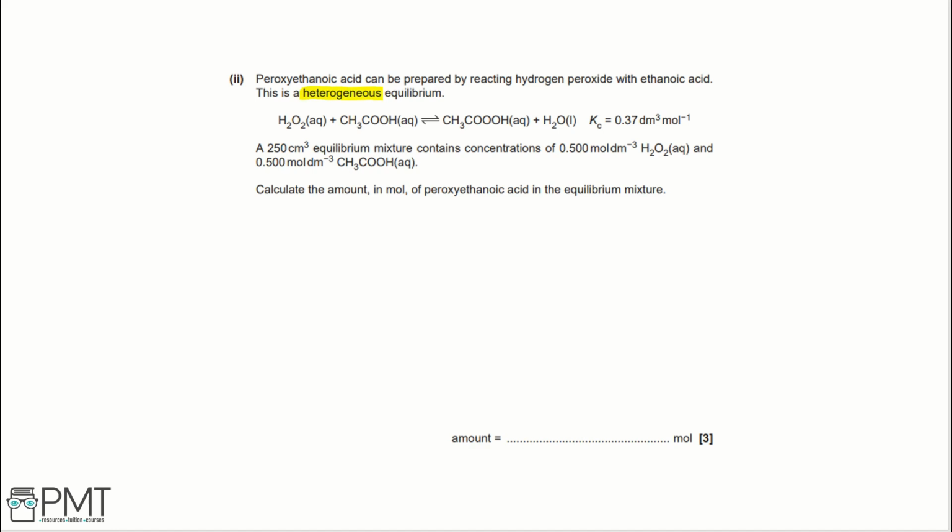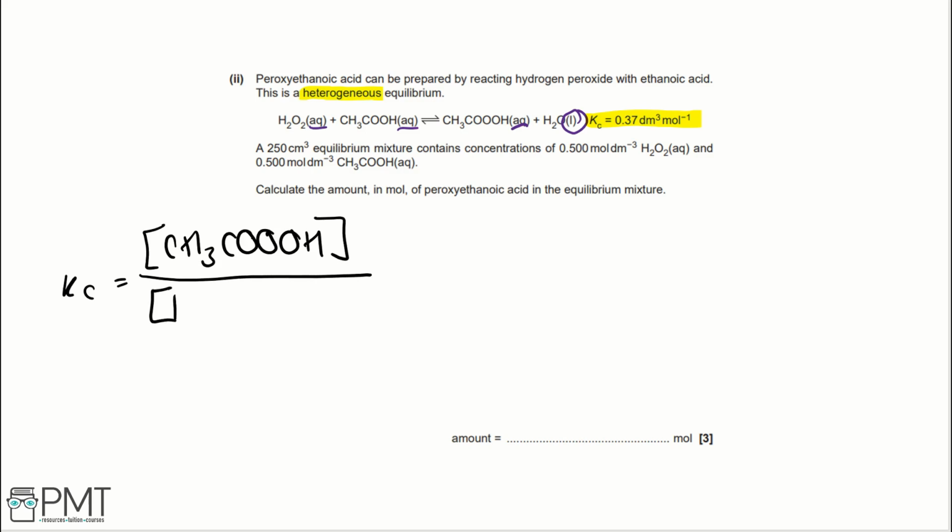Heterogeneous means that it's in different states. We can see this in the equilibrium that we've been given, because water's a liquid here, peroxyethanoic acid's aqueous, so is ethanoic acid and hydrogen peroxide. When writing an expression for Kc, because we're given Kc here, we use the same states. So our expression for Kc would be peroxyethanoic acid, because we work backwards when writing an expression for Kc, over hydrogen peroxide multiplied by ethanoic acid.